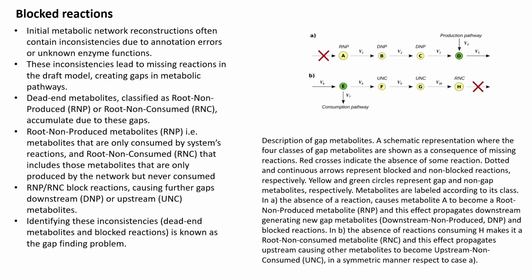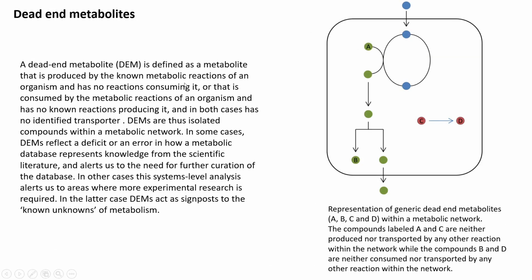So initial metabolic network reconstructions often contain inconsistencies due to annotation errors or unknown enzyme functions. These inconsistencies lead to missing reactions in the draft model, creating gaps in the metabolic pathways. I'll explain it after I finish this slide. So, dead end metabolites, which are classified as root non-produced or RNP, or root non-consumed or RNC. So here I talked about the dead end metabolites.